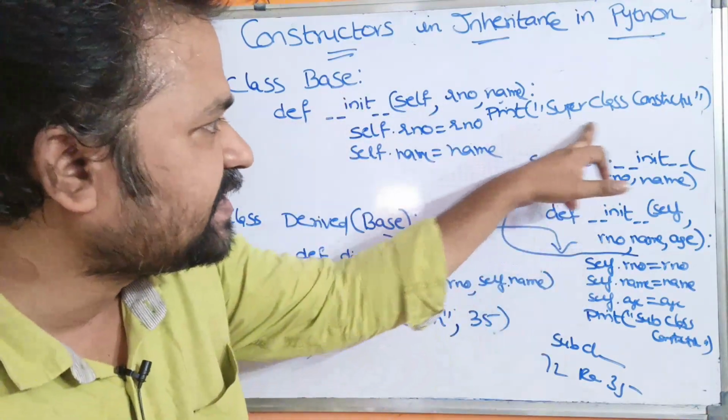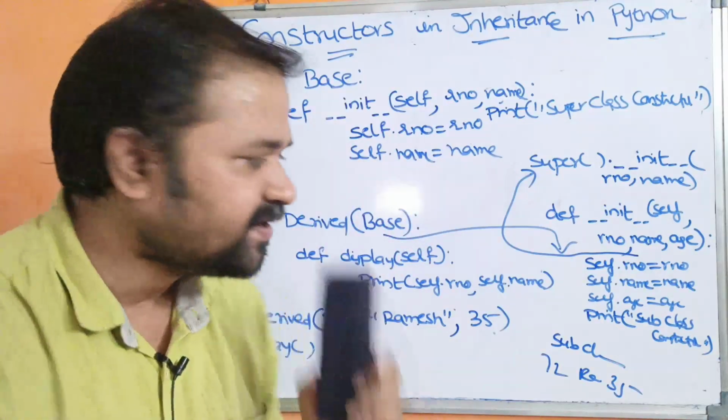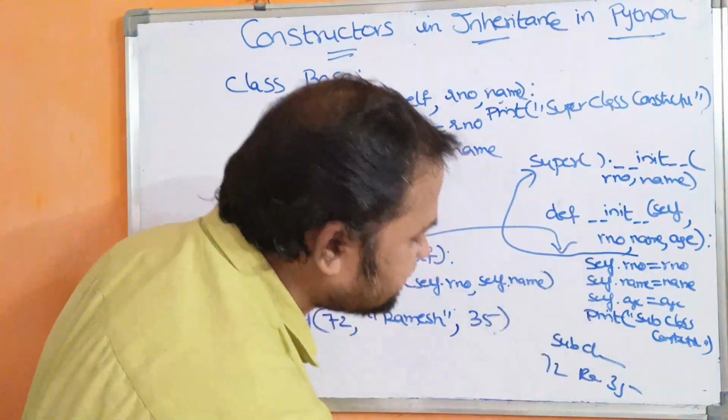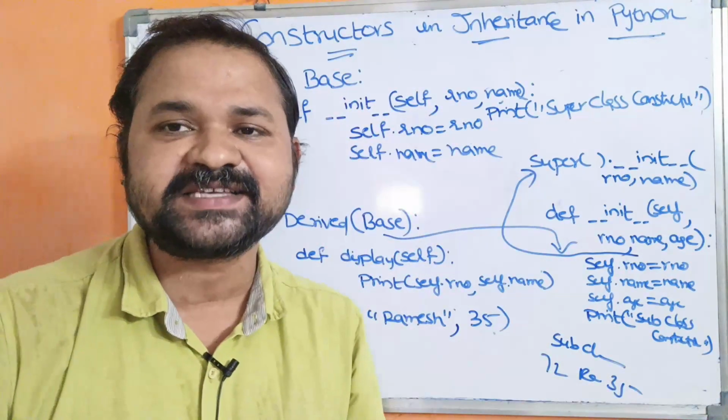Okay. So we will get the message as superclass constructor. Next, some initializations will be done, and after that, these initializations will be done. Next to that, print of subclass constructor. So all those messages will be printed now.